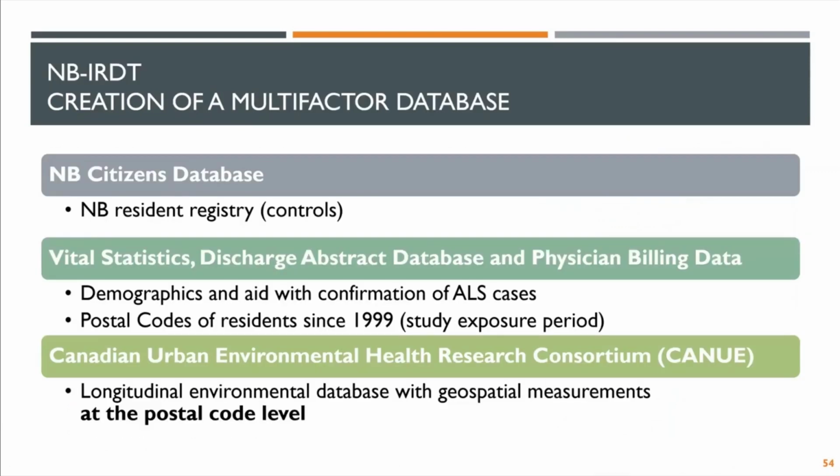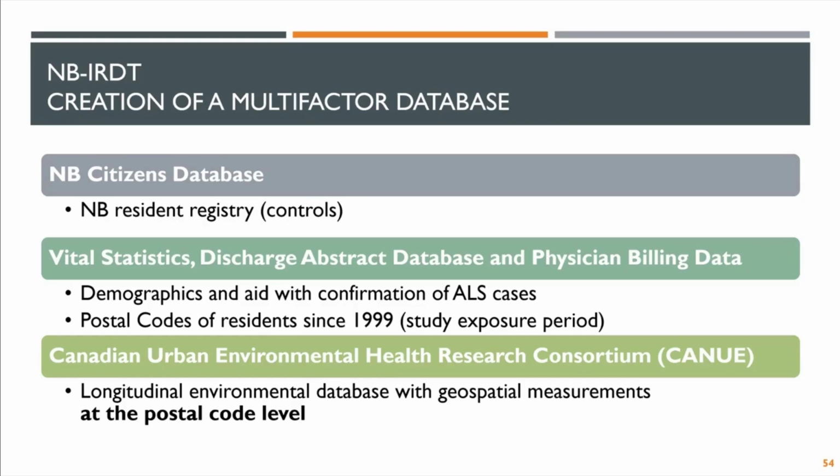Now, MBRDT, why I mention this so often, this is the main strength of our study that separates us from all other studies. First of all, we got that citizens database. That's great for controls. It's going to make it easy for matching, help with statistical power a lot. We got vital statistics, discharge abstracts, physician billing. All that stuff has glorious demographics, and more importantly, a bunch of medical information that we can use to help confirm ALS cases to make sure we don't have any mimic diseases, which has been a problem with some studies.